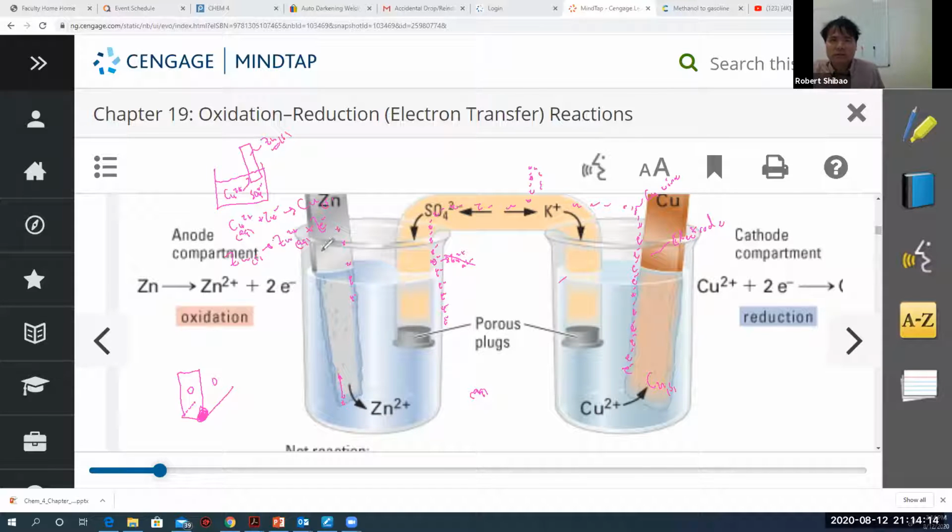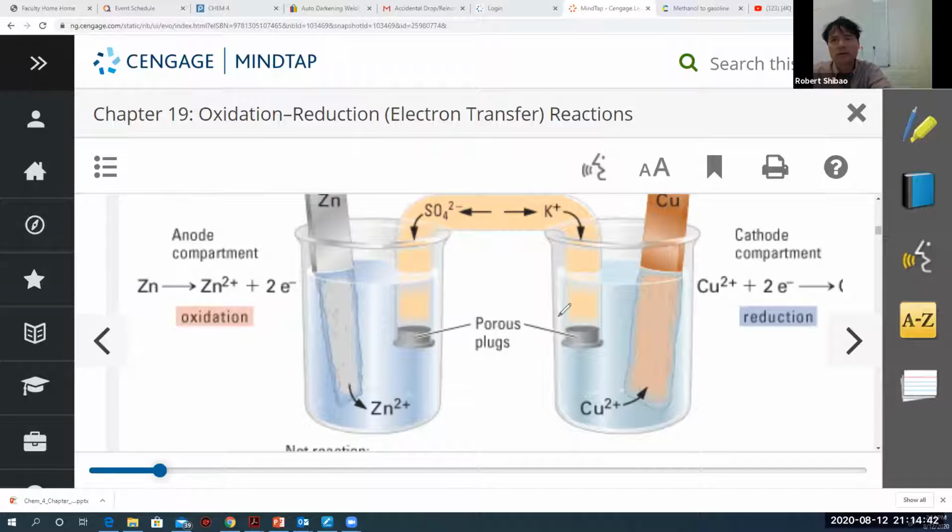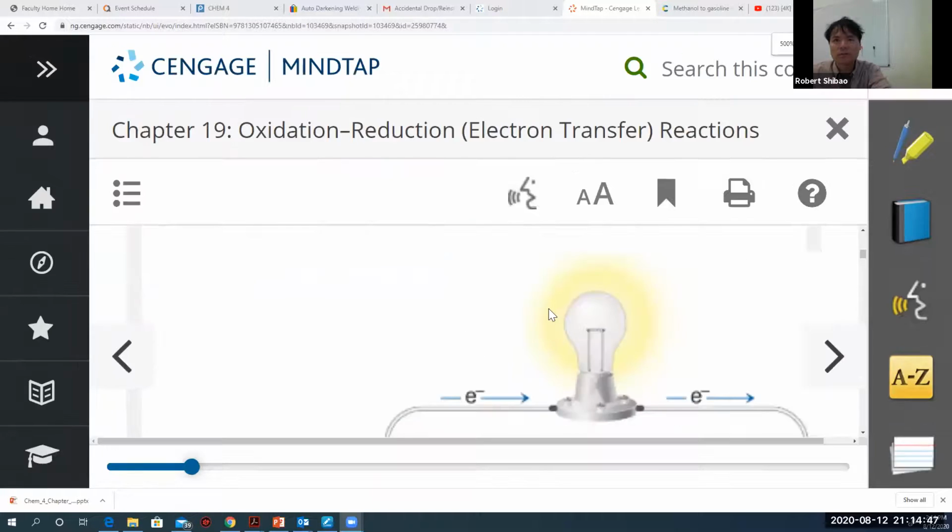Well, when you have a flow of electrons like that, that's called electricity. And so this is using a redox reaction to generate electricity. Well, we call that a battery. And so this is a battery. A battery is using a chemical reaction like this to generate electricity. I didn't start off chapter 19 talking about this because I didn't want to talk about batteries first and then redox reactions. I just wanted to talk about the reactions alone.